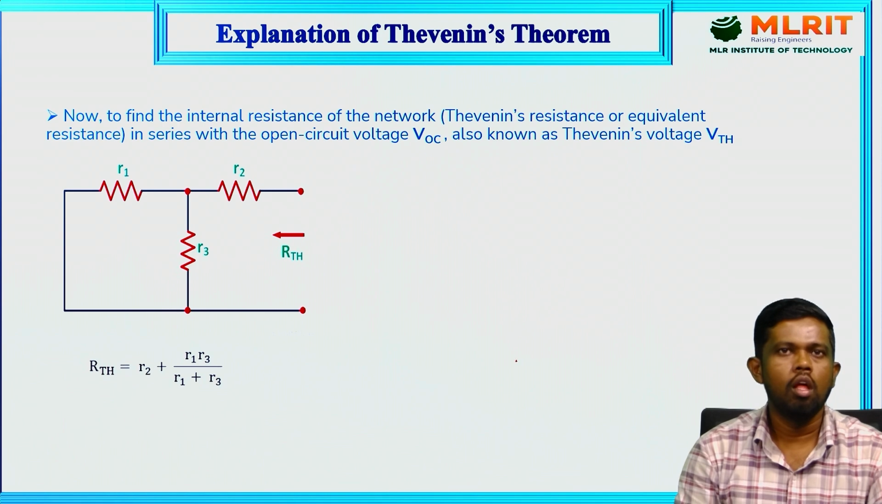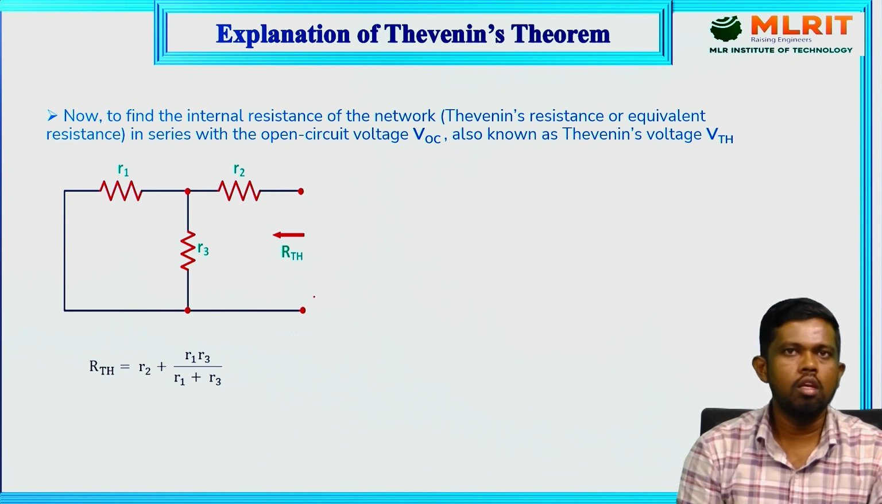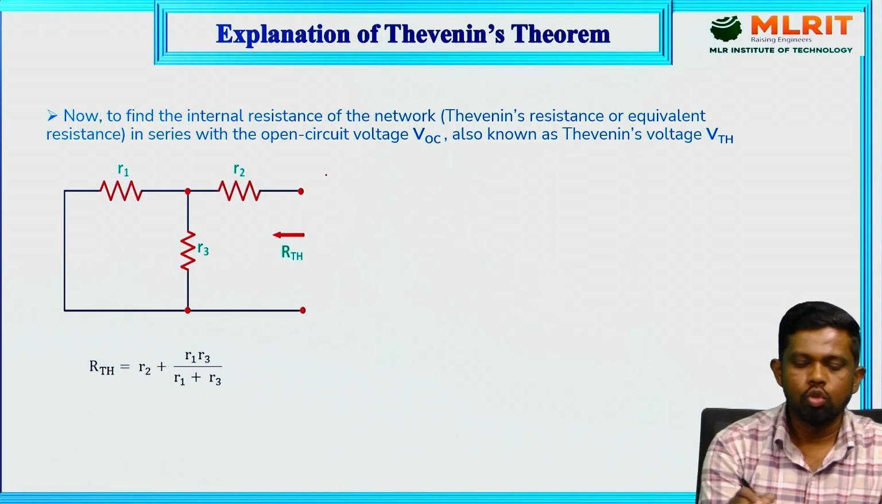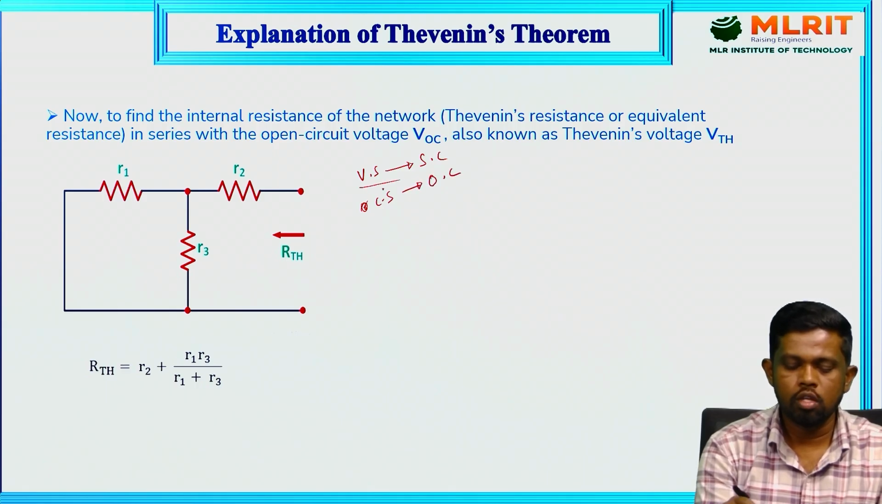We can simply remove the load resistor from the load terminals and also disconnect all kinds of sources. If there is a voltage source present in the network, we can simply replace it with a short circuit path. If it is a current source in the network, we can simply replace it with an open circuit path. If it is a voltage source, we short circuit it. If it is a current source, we replace it with an open circuit path.